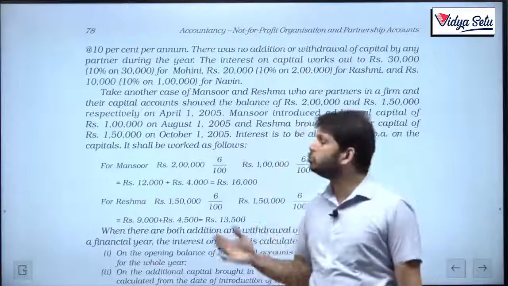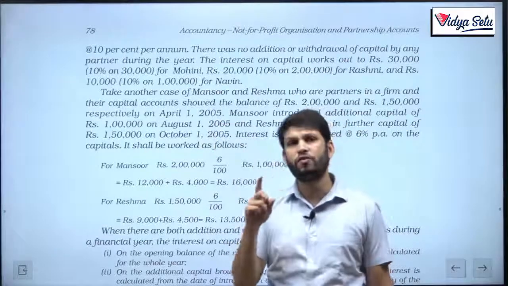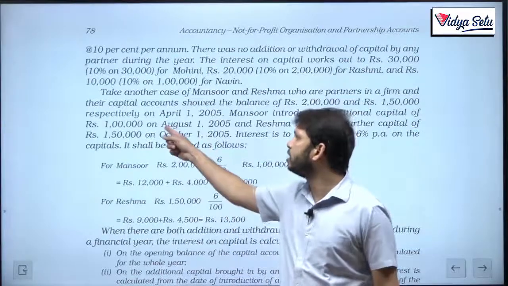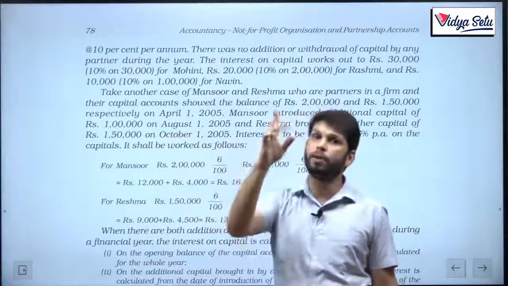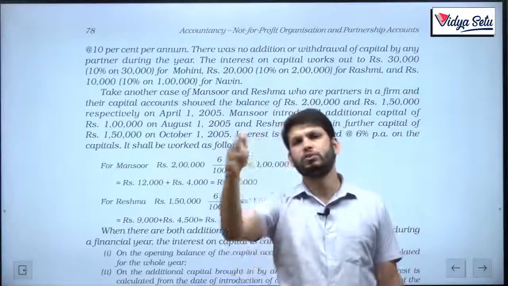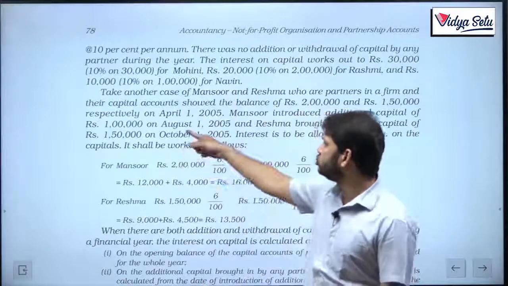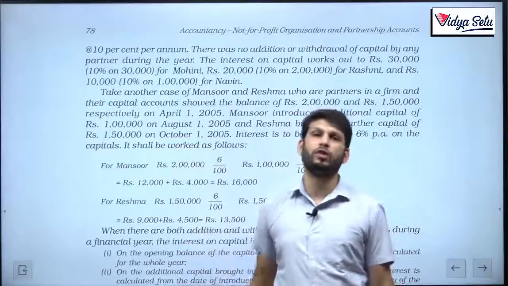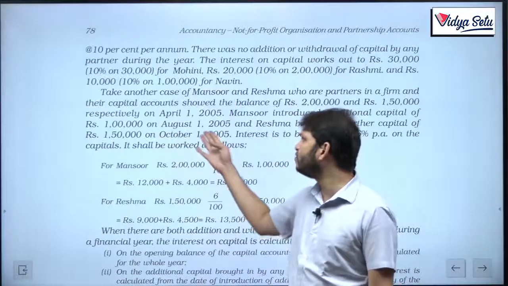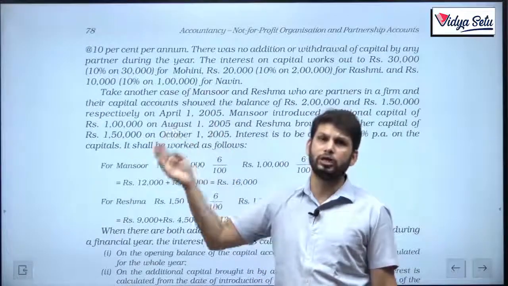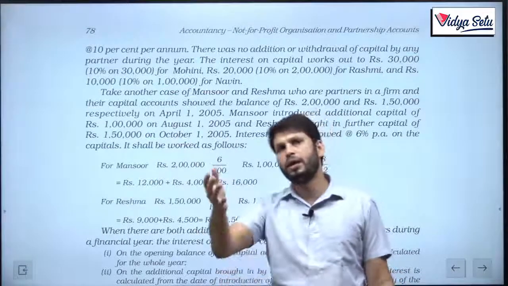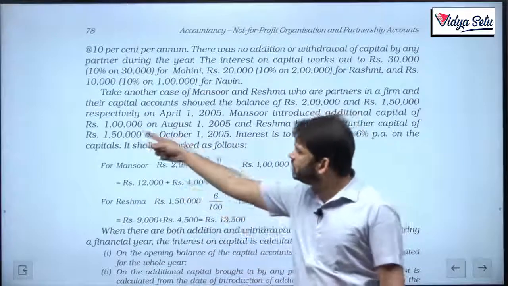So the business could enjoy this 1 lakh only from 1st August. So business will pay interest on this 1 lakh from August 1, not from April 1. On the 2 lakh which Mansoor had right from the beginning, the business will pay for the entire year. But on this additional 1 lakh, business will not give interest for the entire year. Why? Because business will say, you gave me this money on 1st August, I could enjoy it from August to March. That is 9 months I could enjoy. I'll pay you interest only for 9 months on this 1 lakh.